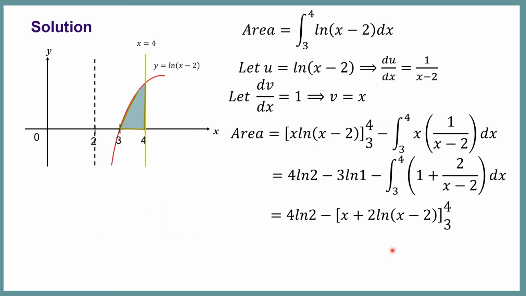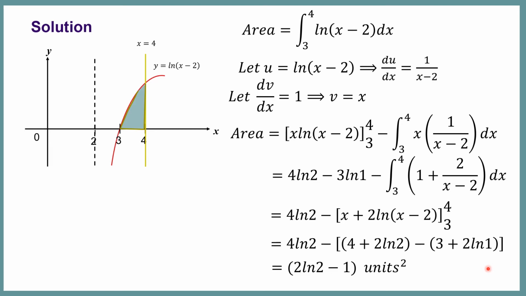Substituting the upper limits and the lower limits, we have 4 ln 2 minus 4 plus 2 ln 2 minus 3 plus 2 ln 1. Simplifying, 4 ln 2 minus 2 ln 2 is 2 ln 2, minus 4 plus 3 is minus 1. Now we can leave our answer in terms of ln.